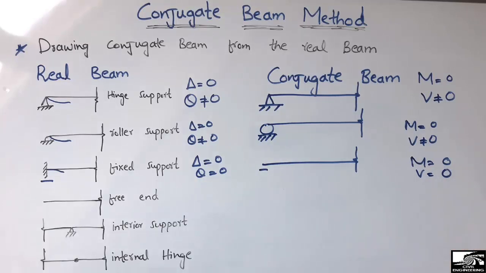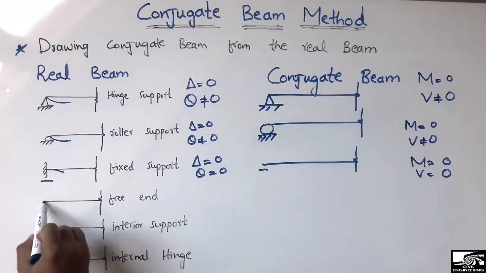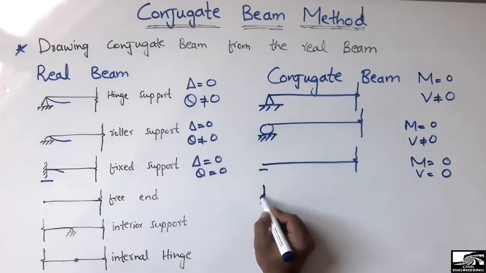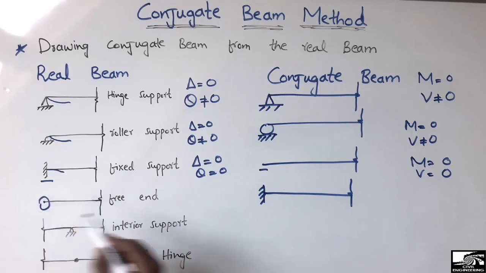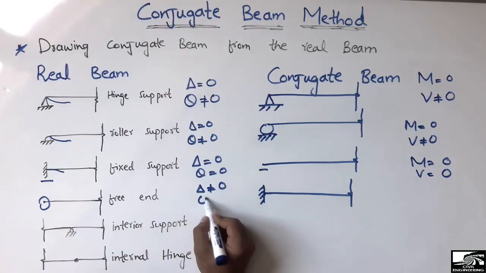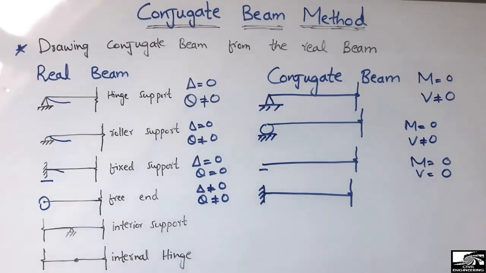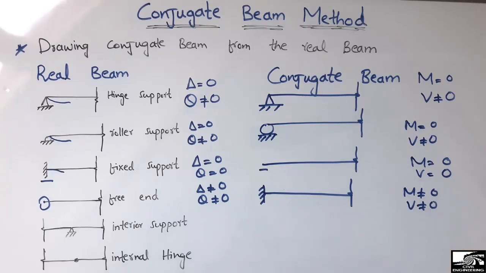Right? Now the other example is the free end. If you have a free end at the beam, the free end is replaced by a fixed support. You can see here the free end is changed into a fixed support in the conjugate beam. Similarly, the deflection is not equal to 0 in this case, and the slope is also not equal to 0. So the moment is not equal to 0 here, and similarly the shear force is not equal to 0. If you have beams with an interior support like a hinge or roller support in the middle of the beam, it will be replaced by an internal hinge.